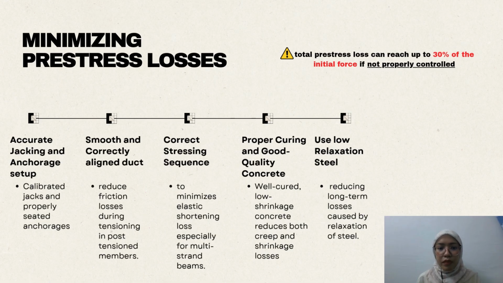For example, in a multi-strand beam, pre-stressing should be applied in proper sequence to minimize elastic shortening loss and achieve uniform stress distribution. The next one, we have to use proper curing and high quality concrete with a low water-cement ratio, which helps to reduce shrinkage and creep, which are the main sources of long-term loss. And the last one, I advise using low relaxation steel, which helps to maintain stress level over time, which can reduce long-term losses caused by relaxation of steel.